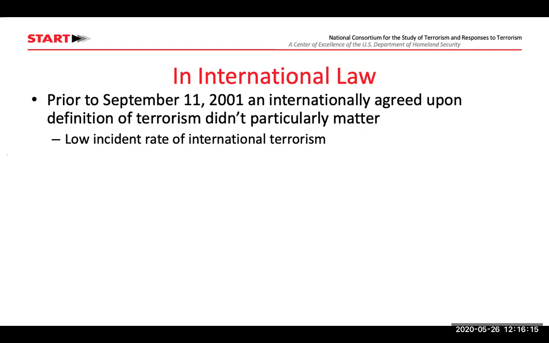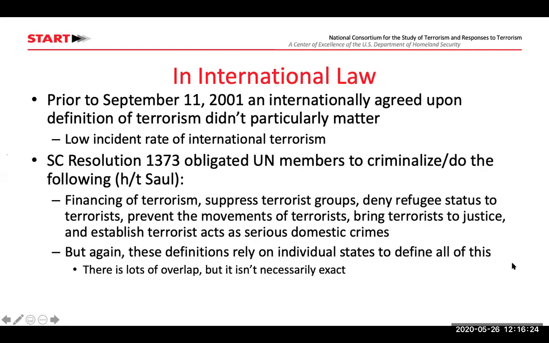So this international conceptualization really stems from the 2001 terror attacks and subsequent terrorist attacks by a handful of actors. So Security Council Resolution 1373 obligates UN members to criminalize various types of behavior. So things like financing terrorism, suppressing terrorist groups, denying refugee status to terrorists, preventing the movements of terrorists, bringing terrorists to justice, and establishing terrorist acts as a serious domestic crime.